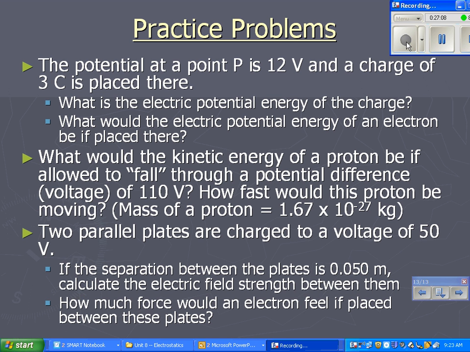The unit for a volt? 1 joule over 1 coulomb. Joule per coulomb. Yeah, that's it. I've got 3 coulombs. I'm going to have 12 joules per coulomb. Because I've got 12 joules of energy for every coulomb of charge, and I've got 3 coulombs, it's 36. 36. Okay? What would the electric potential energy of an electron be if placed there?